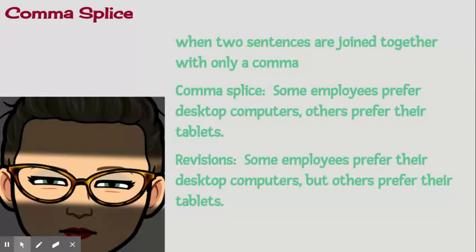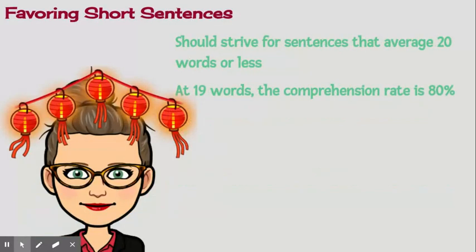So as you look over your writing, you need to make sure that you do not commit one of these three common sentence faults. As a business writer, you also want to make sure that you favor short sentences. Your sentences should average 20 words or less. Basically, at 19 words, the comprehension rate is 80%. At 25 words, it drops off to 50%. So that's something to keep in mind as you write your sentences. Longer sentences aren't always better.